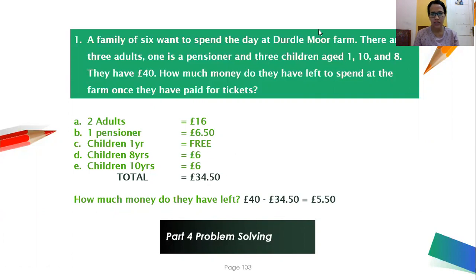Because the question is how much money do they have left? So it means you need to minus it from the budget they have. They have 40 pounds, and then they need to pay for the tickets 34.50. So the money left is 5.50 pounds.